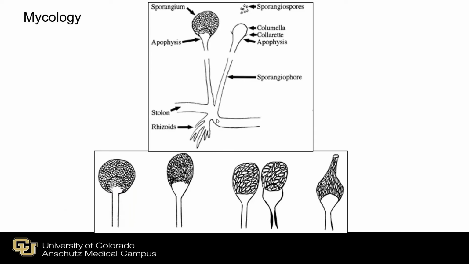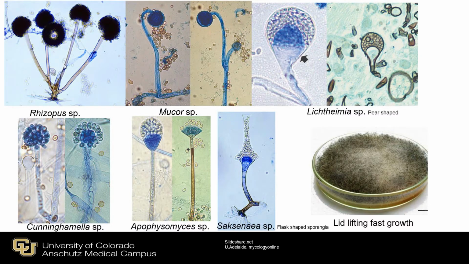Again, rhizoids, remember, when you see the structure, this is going to be mucormycosis. And then you have this nice sporangium with sporangiospores inside. And this structure is called an apophysis. Depending on the shape of the sporangium and apophysis, you can know what species it is. For example, Rhizopus, remember, has this nice globose sporangium, but it also has these rhizoids or root-like structures at the node. That's why it's called Rhizopus.